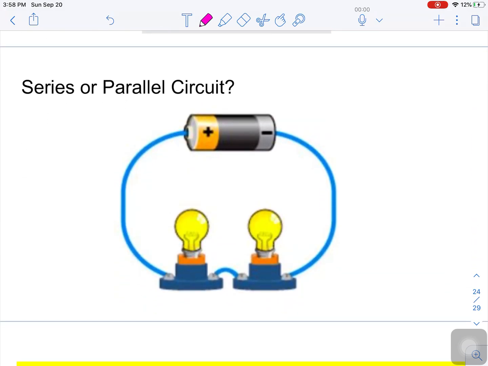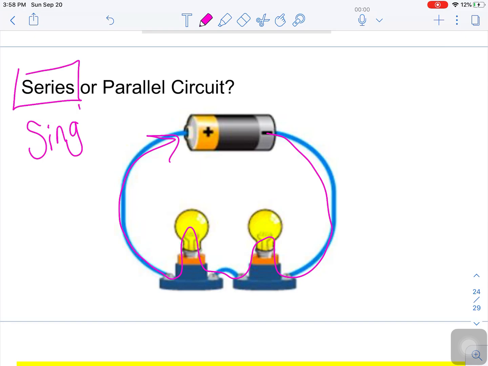Let's look at this one. Series or parallel? Nice. Definitely series. Okay? There is only one single pathway for that electricity to flow. You got it. If this bulb burns out, that one's not lighting.